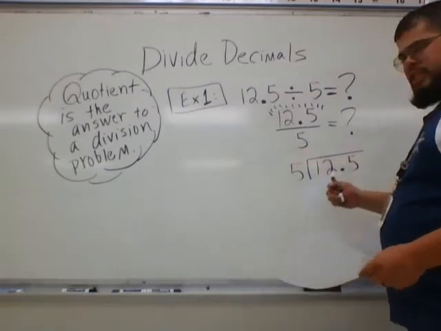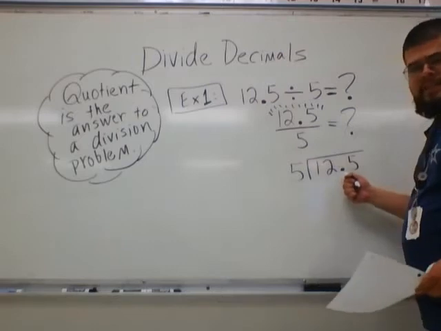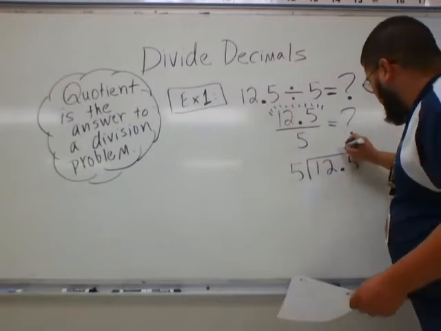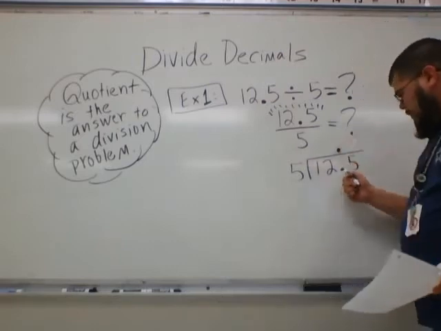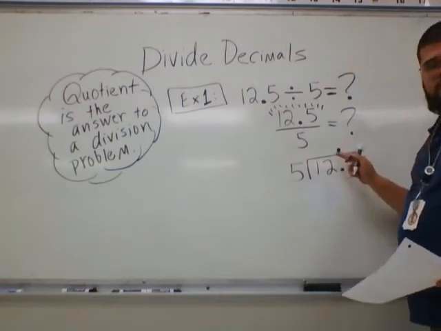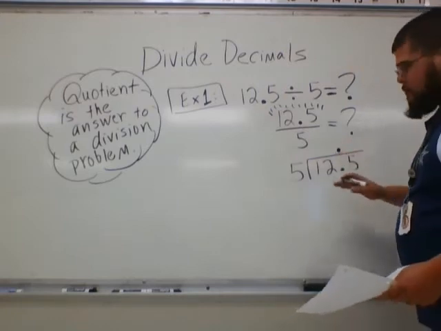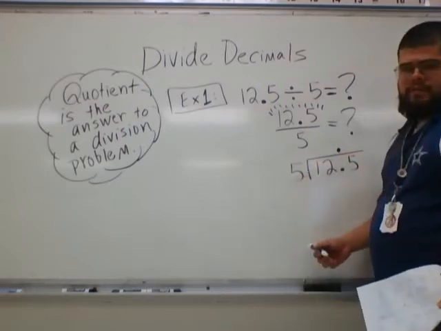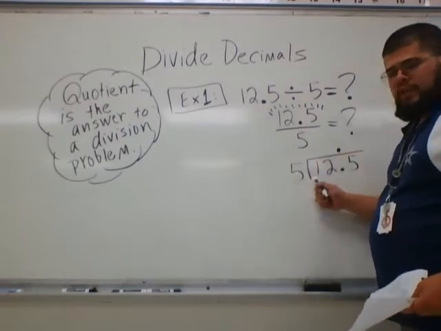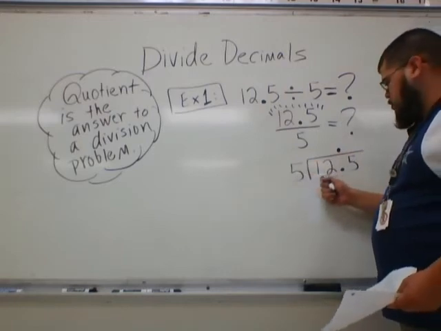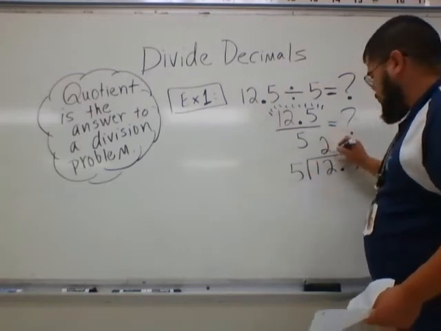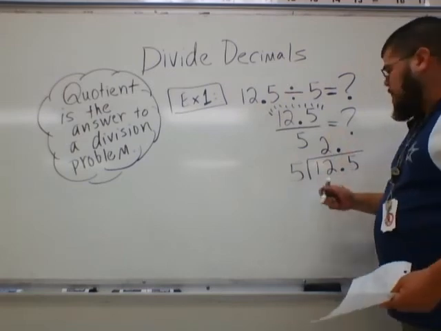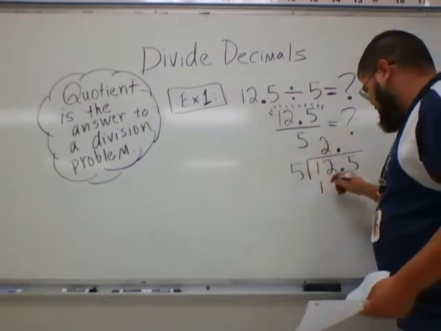And so the first thing we want to do is bring up this decimal. We want to do that first so we don't have to worry about it later. We know that this is where the decimal is in the quotient. So we don't got to worry about that anymore until we get to the very end, right? So 5 goes into 12, right? 5 goes into 12 2 times. You got to get your multiplication going, right? 5 times 2 is 10.